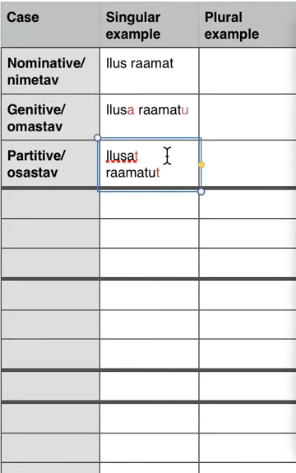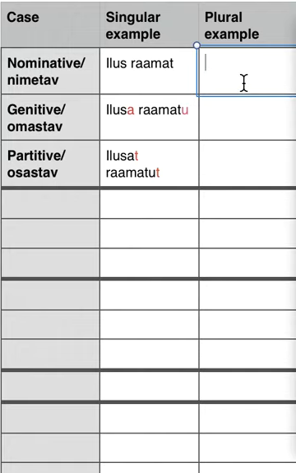An example sentence in English would be, I was looking at a beautiful book. In Estonian, ma vaatasin ilusat raamatut. So these are the examples for the singular cases. Let's move on to plural, which is a bit trickier.